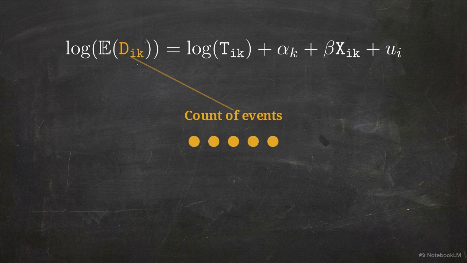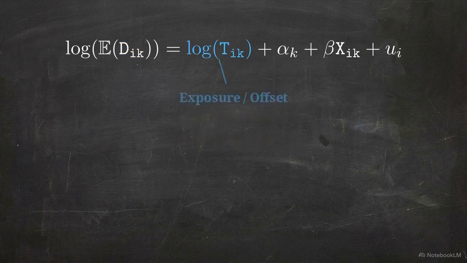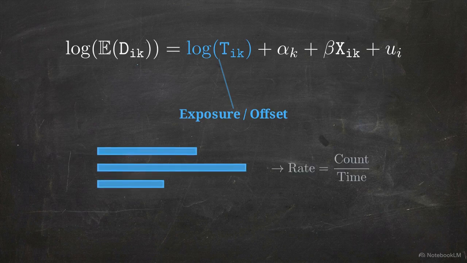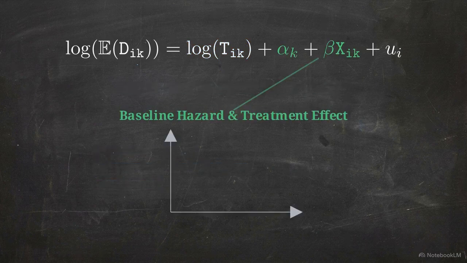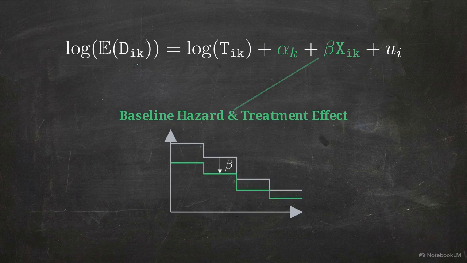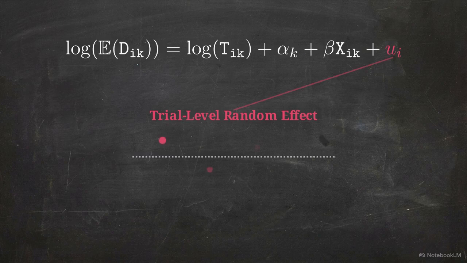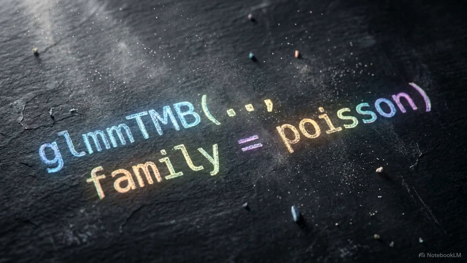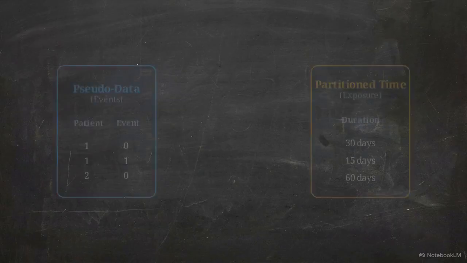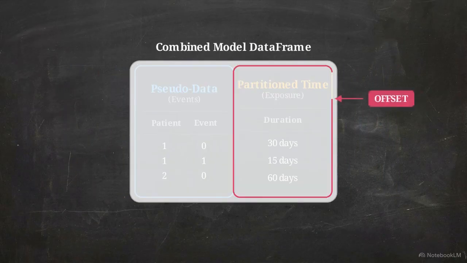On the left side of the equation, we model the expected count of the number of deaths or events. The first input is the offset term. This is the log of the exact person time exposure derived from the partitioned intervals, ensuring we only model rates, not absolute counts. Next, we add the baseline hazard for the specific interval, plus our fixed effect measuring the treatment impact. Finally, we include the trial-level random effect, the mathematical safety net that adjusts the baseline for clustering across multiple published studies. You execute this in R using the GLMMadaptive package, declaring the Poisson family, binding the pseudo data, and strictly defining the offset argument for the partition time.